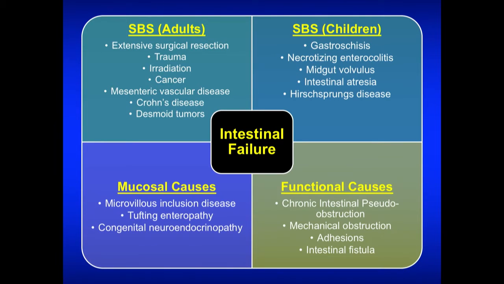In children, the etiologies are somewhat different, but the end result is the same. For example, gastroschisis, which are children born with an open abdominal wall, necrotizing enterocolitis, which tends to happen in premature infants, and other disorders such as atresia and volvulus.